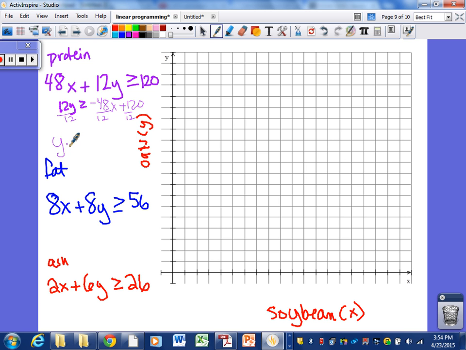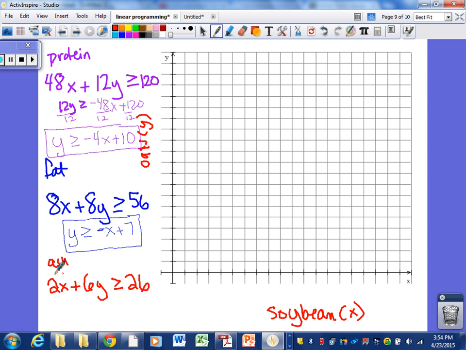So you get y is bigger than or equal to negative 4x plus 10. Okay, that's one equation that we'll graph. Solving this one should be pretty quick. y is bigger than or equal to negative x plus 7. When we subtract the 8x, which is why it's negative, and then divide everything by 8, you get this equation.